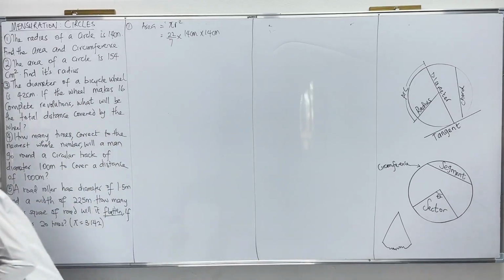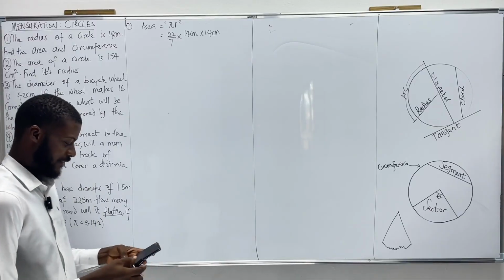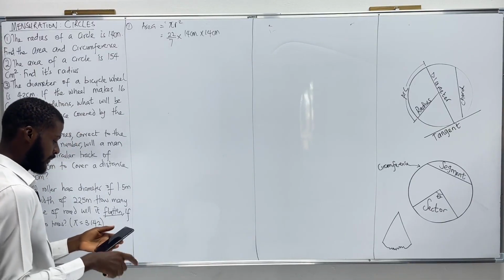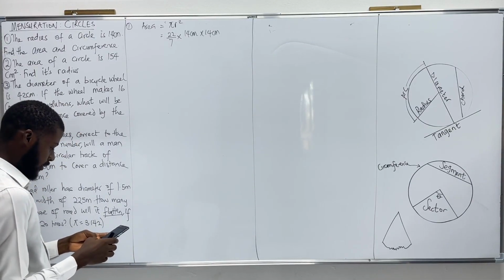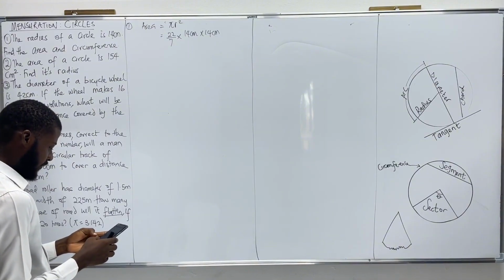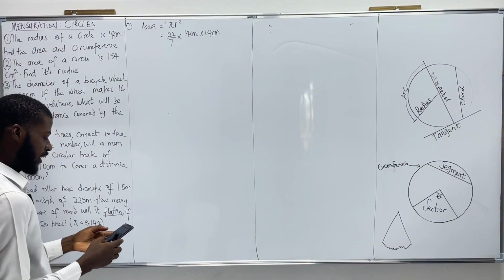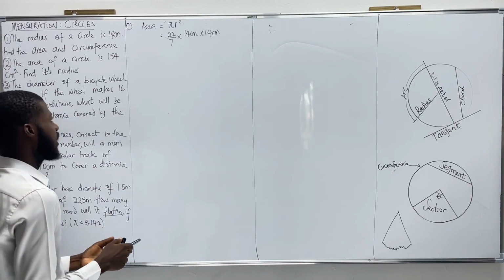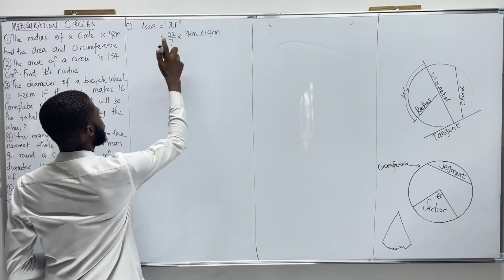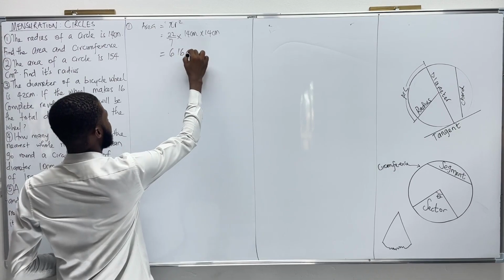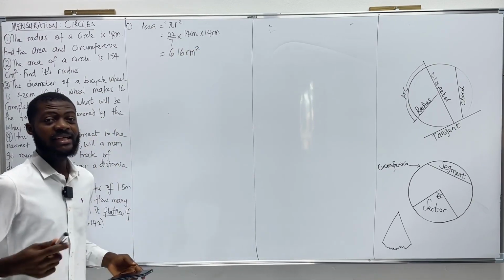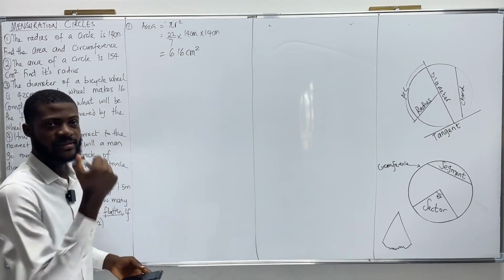I don't want to waste time in this video, so I'm going to be using a calculator for that. So we have 14 times 14 times 22. Then I'm going to divide by 7. That will give me 616. So this will be 616 centimeters squared. This is the area of the circle.